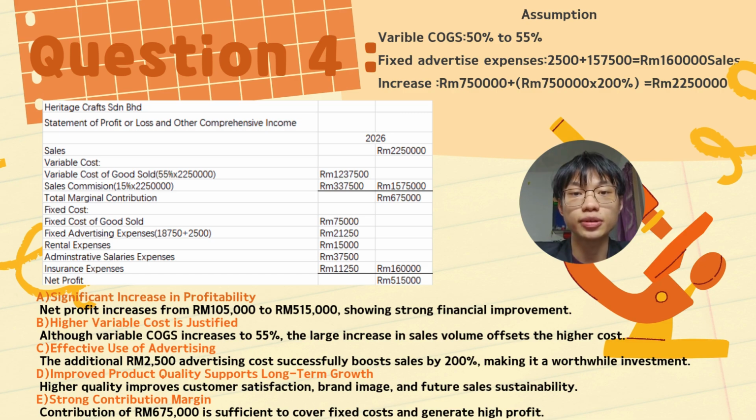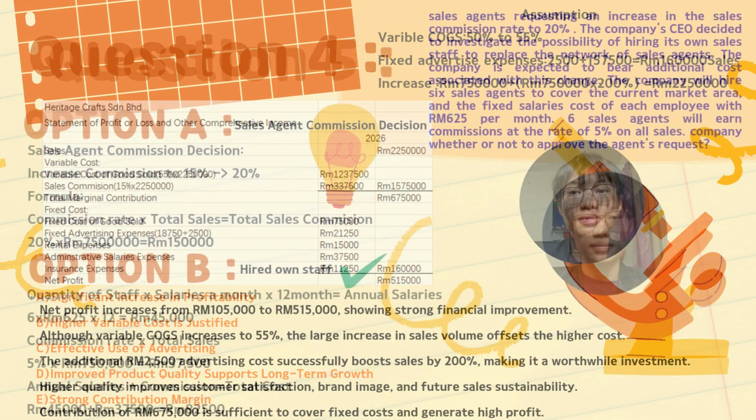This profit is sustainable and higher than the current net income of RM105,000. Therefore, the company has strong financial potential to proceed with the quality improvement plan. The increase in sales volume more than offsets the higher cost, making the plan financially viable and beneficial.